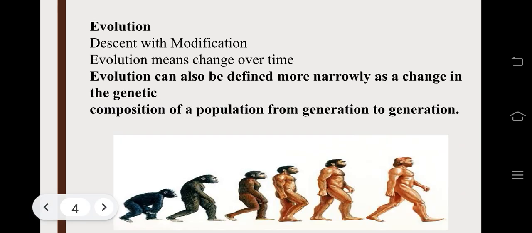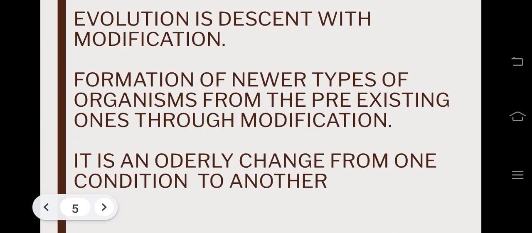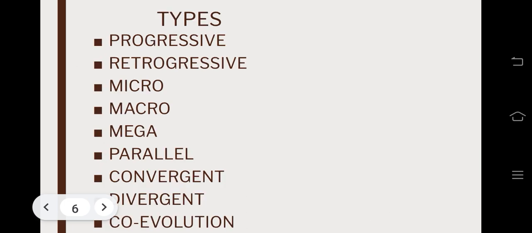Evolution, descent with modification. Evolution means change over time. Evolution can also be defined more narrowly as a change in the genetic composition of a population from generation to generation. Evolutionary descent with modification is the formation of newer types of organisms from pre-existing ones through modification. It is an orderly change from one condition to another. Types: progressive, retrogressive, micro, macro, mega, parallel, convergent, divergent, and coevolution.